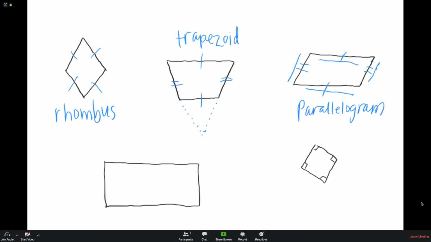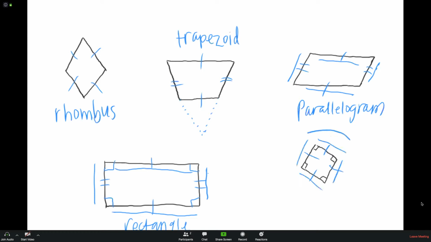Then we have opposite sides parallel here. This side is the same size as this one, and this is the same size as this one. It looks pretty straight, so we know that it also has right angles. So this is going to be a rectangle. Over here, opposite sides are parallel. This side looks to be the same length as this side and this side. They actually all look to be the same length. They also have right angles, so this is a square.